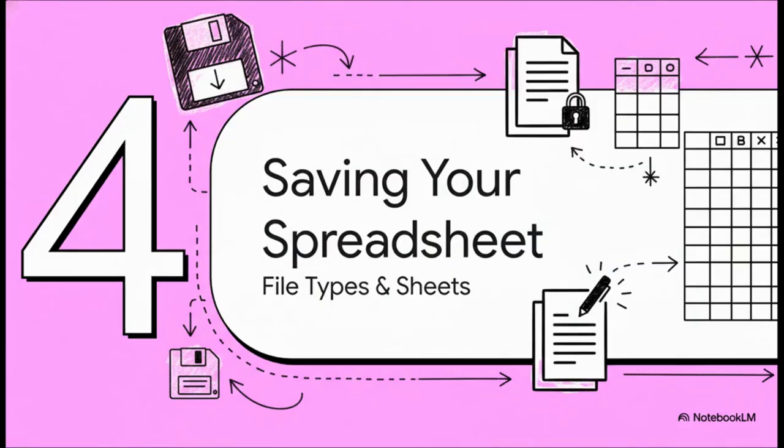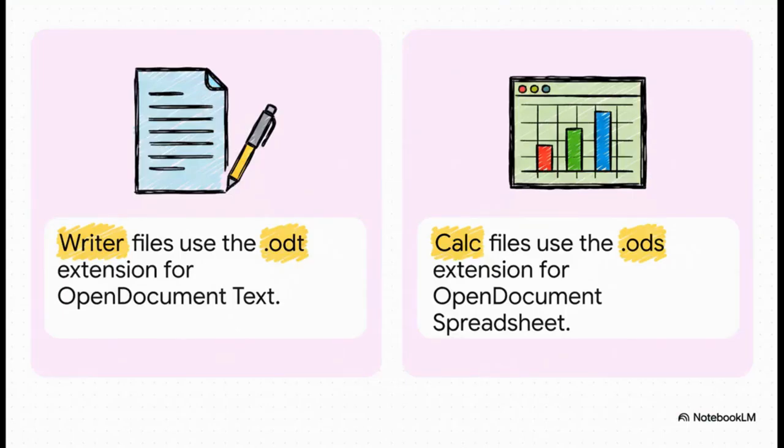Okay, you've got your data in there, now what? You've got to save your work, right? So let's talk about saving your spreadsheet. The process is going to feel really familiar if you've used Writer, but there is one key difference you need to know about. And that key difference is the file extension. You know how Writer files end in .odt for Open Document Text? Well, Calc files use .ods. That stands for Open Document Spreadsheet. It's a really simple way to tell your text files from your number files.